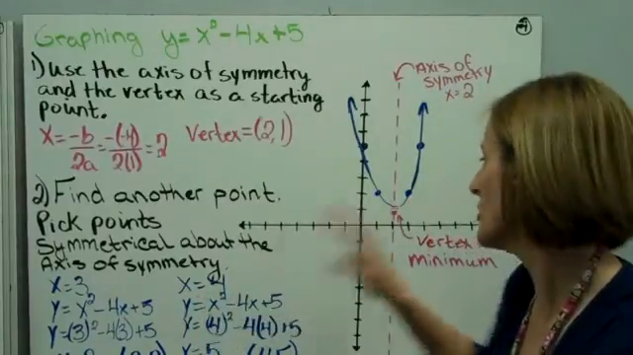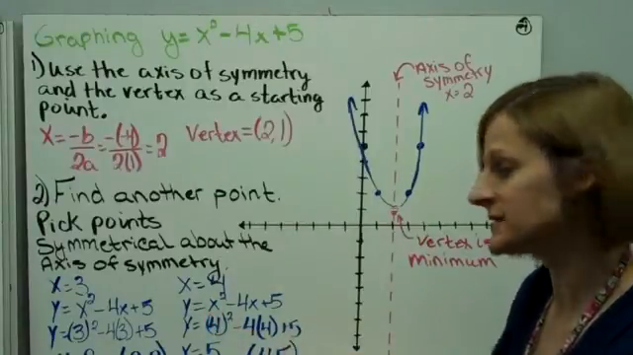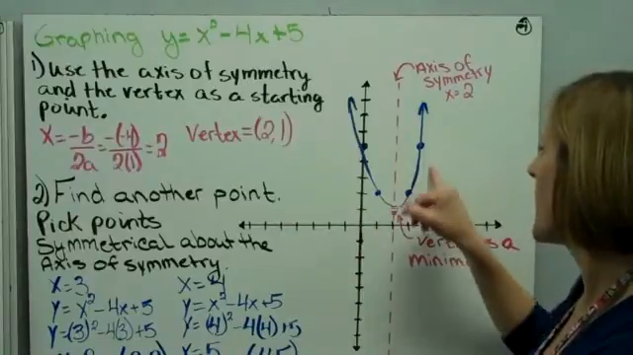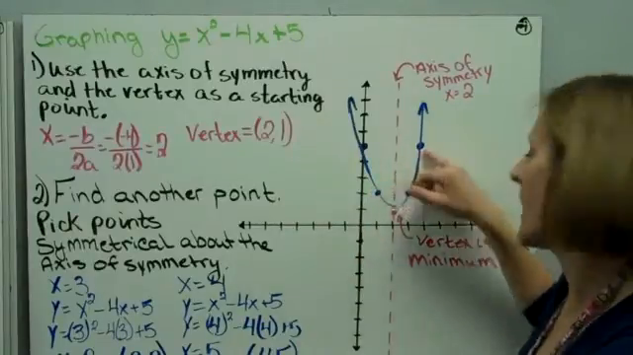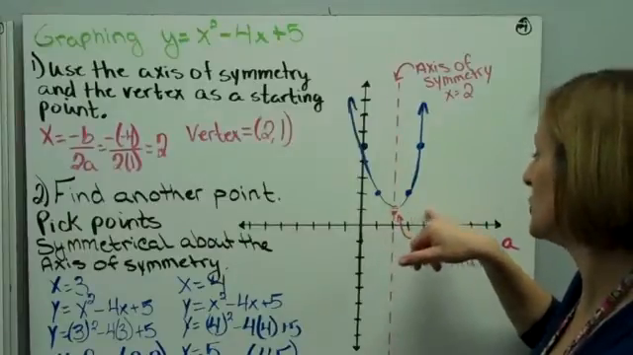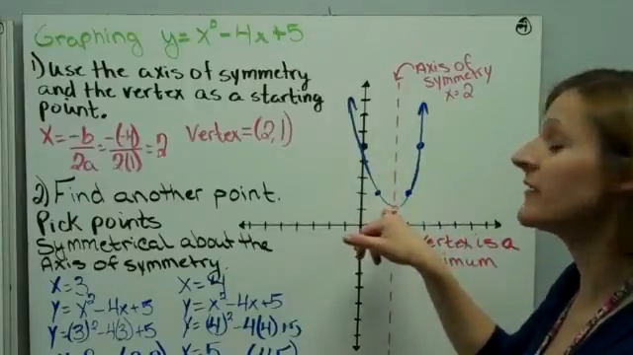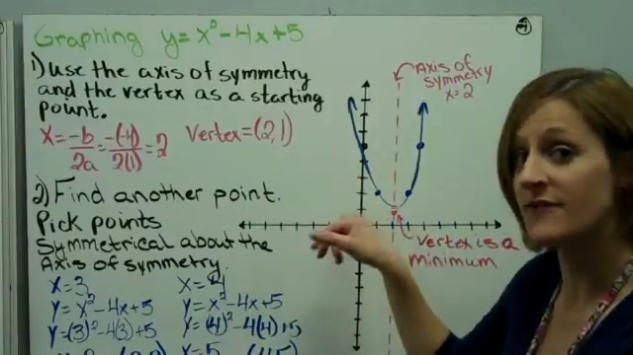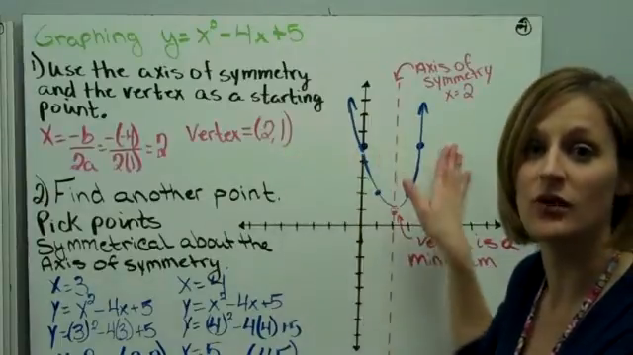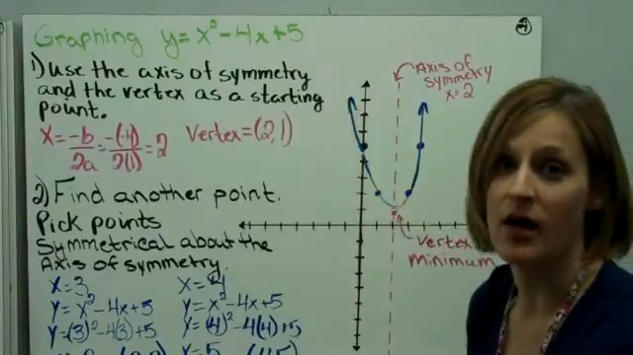Now I pick another point. I'm going to do 4, which is right over here. Put it in 4x and solve, and I get 5. So I'm going to go over to 4 and up to 5. Now with this one, from my vertex, I went over 2 and up 4. So on this side, instead of going right, I'm going to go left 2 and up 4 to get the point symmetrical with 4, 5. And then draw my parabola.